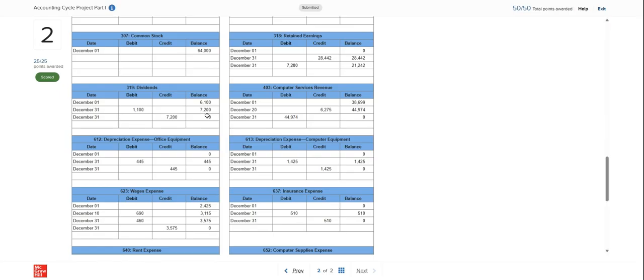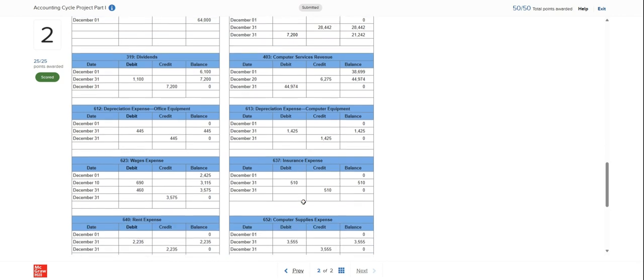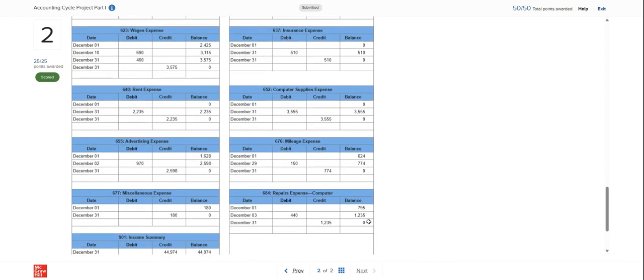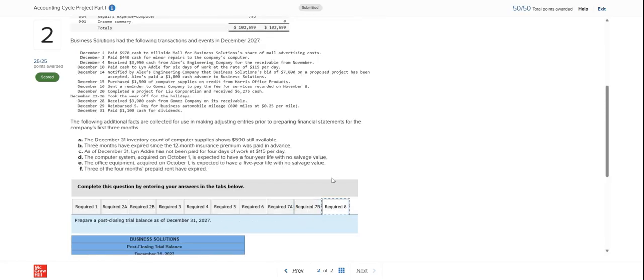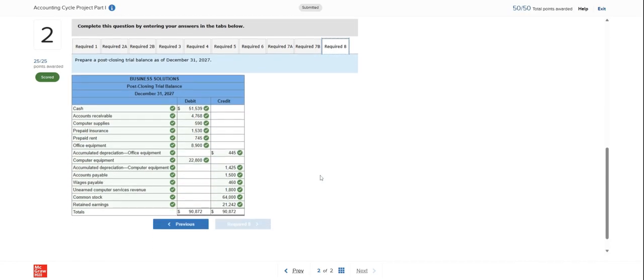It's important to make sure that our temporary accounts, such as our dividends, our revenue, and all of our expenses, are zeroed out. Those are all temporary accounts that always should be zeroed out at the end of a cycle. And then from there, we go into the post-closing trial balance. This is really to demonstrate that all of the temporary accounts are closed, and that the debits and credits are equal. They should always be equal.